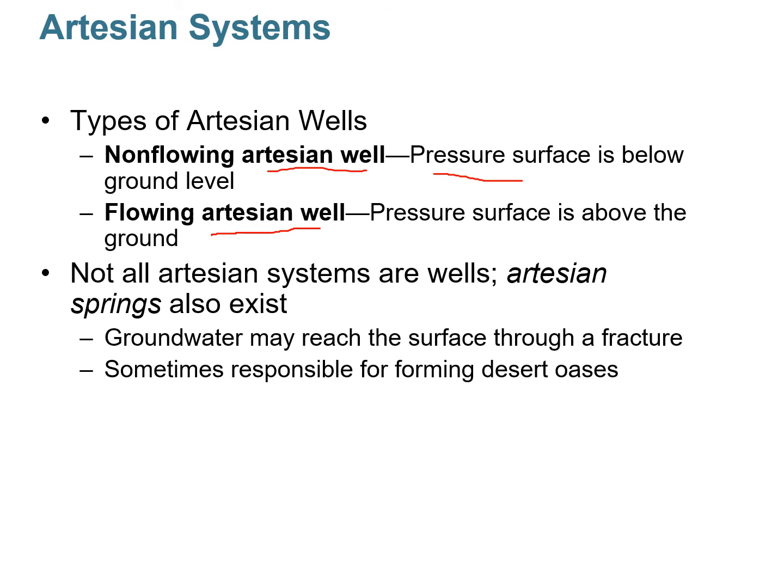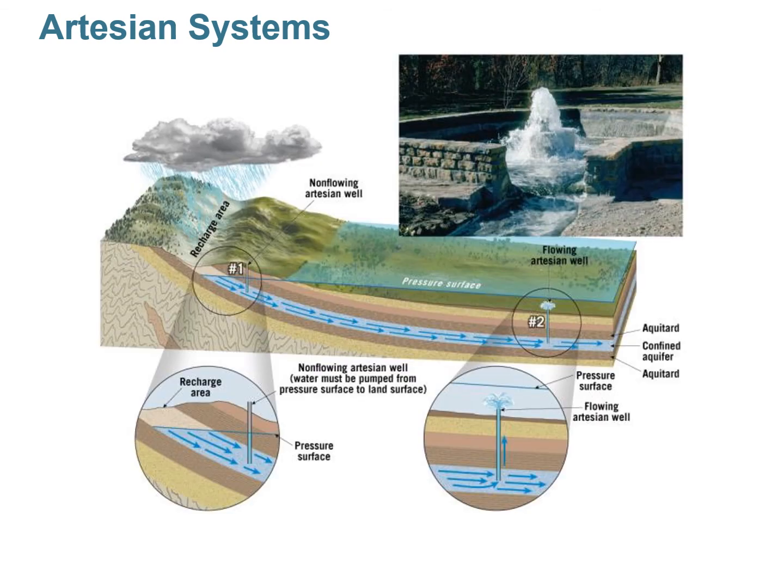Okay. Artesian systems can be man-made if you build a well, but there are some natural artesian systems. Groundwater can reach the surface through fractures. We call those springs, and sometimes they're responsible for forming desert oases. So water just having to spring in a low area creates life in a really dry desert. But here's your example of an artesian system.